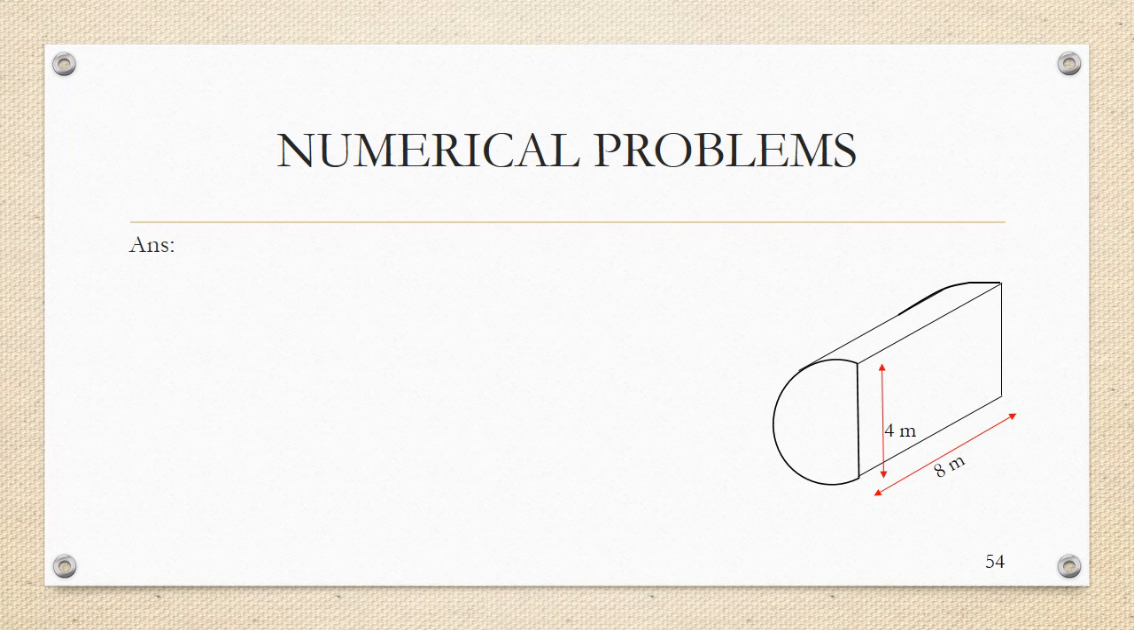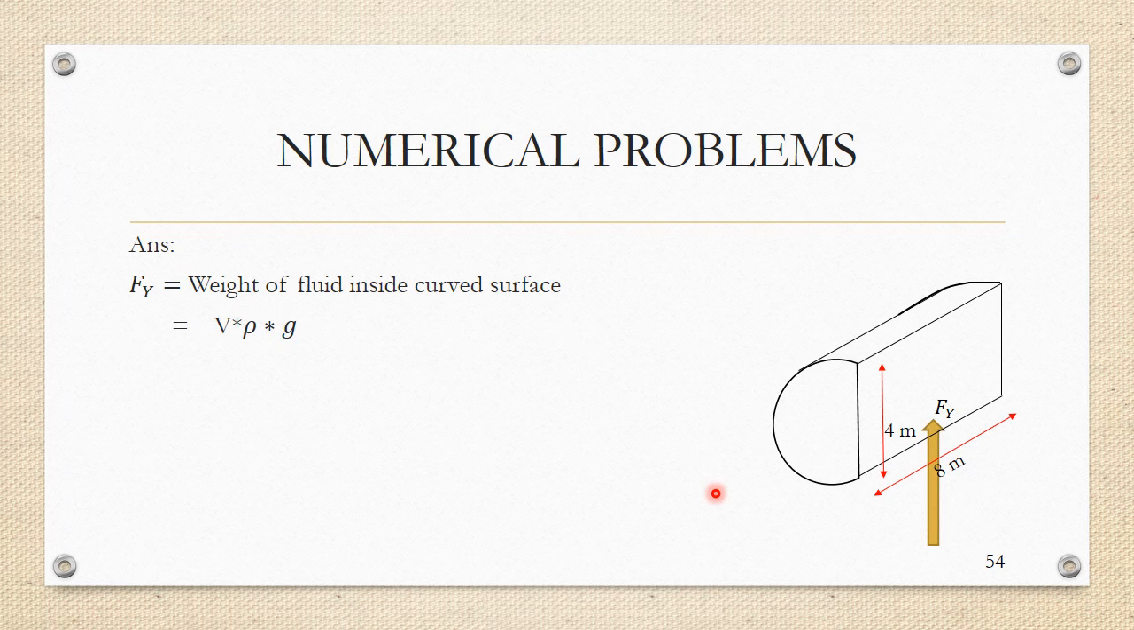Moving towards Fy, Fy can be calculated as the net weight of water that would be acting inside the curved surface, as if the water was acting inside the curved surface, however with opposite directions. The volume of this curved surface would come to pi r squared by 2, which is the area of this semicircle, into length. So Fy would be the weight of the fluid inside the curved surface, which is volume into density into g. Volume is area into length, so it is area into length into rho into g. Area is pi r squared by 2 into 8.